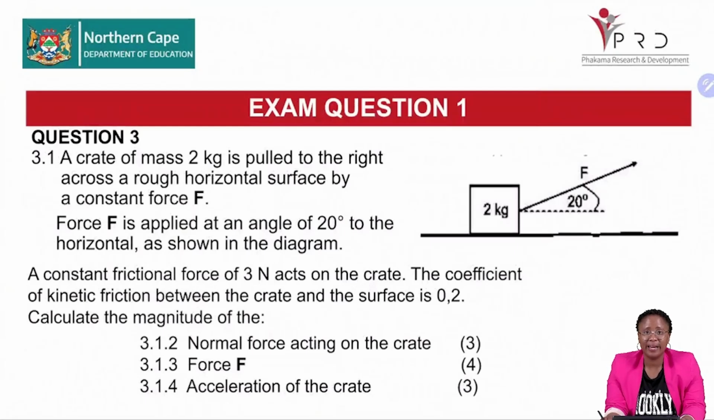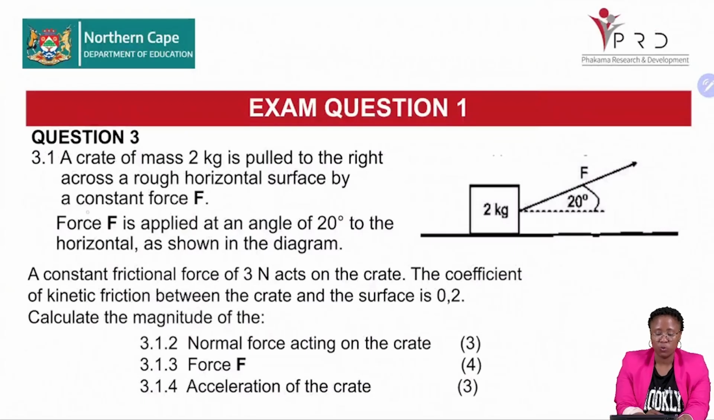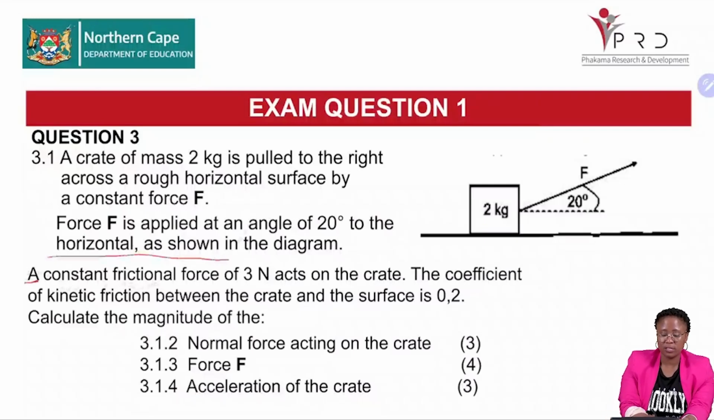Okay, welcome back learners. Let us quickly check if you have done it correctly, and let's see how we arrived at the answer. We still have the same statement that we were given in the previous slide. We just have to go straight to what the next statement is saying. A constant friction force of 3 Newton acts on the crate. So here we have a friction force, which is equal to 3 Newtons.